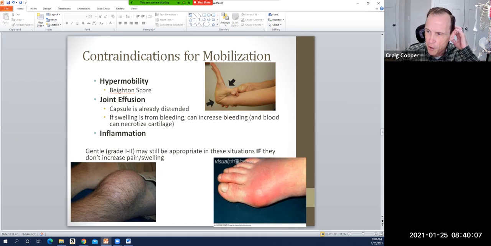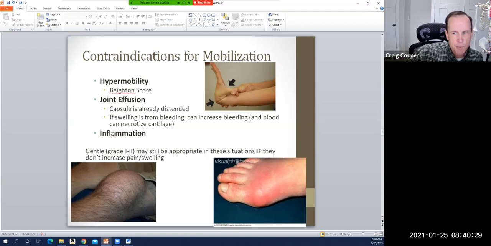I don't really know the scale, but for people that can do things like this person in the picture, where you touch your thumb to your forearm, we don't need to do joint mobs on that person's hand and wrist. There's no reason. They have plenty of motion already. We're only going to make it more unstable and potentially move those joint surfaces too far if we do joint mobs for somebody like that.